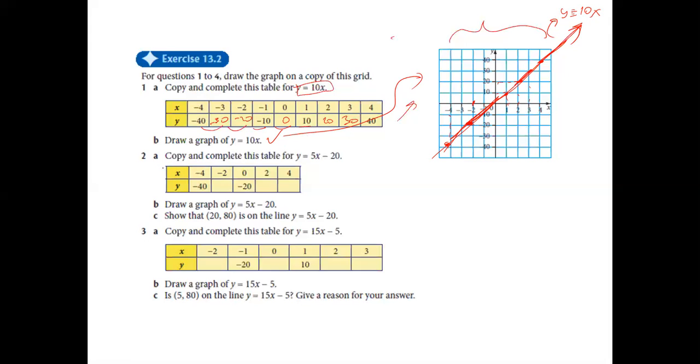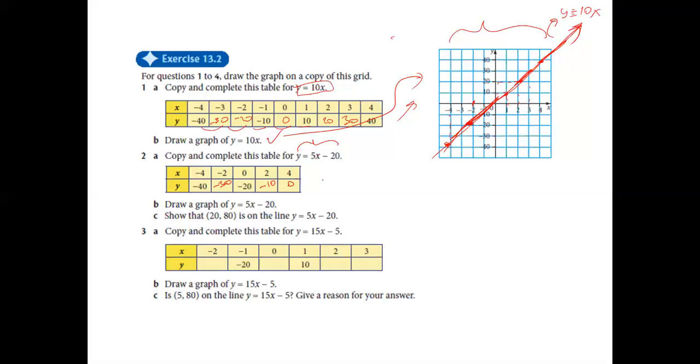And the next question: copy and complete this table for y is equal to 5x minus 20. Okay, first of all, we need the values of y. So how can I find it? If you put minus 2 in place of x, you will get minus 30. And for x, I will put positive 2, I'll get minus or negative 10. And plus 4, as we have 20, minus 20 is 0.